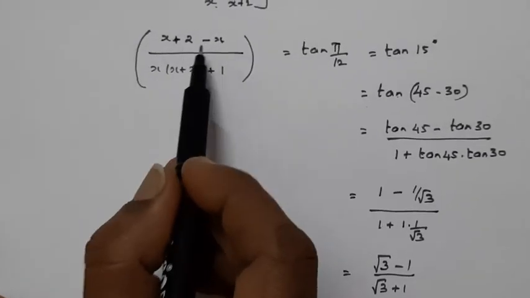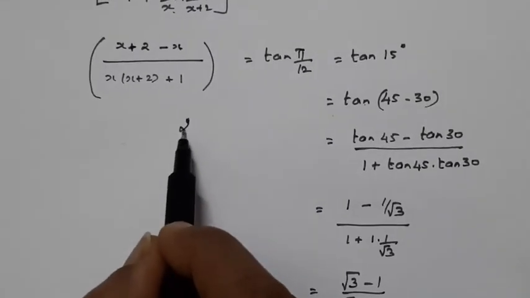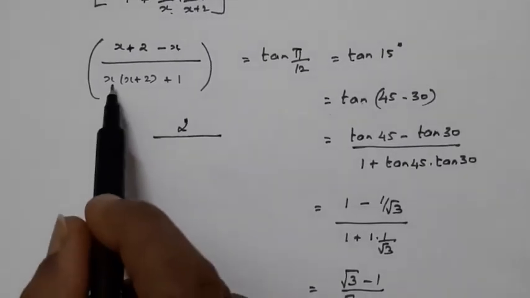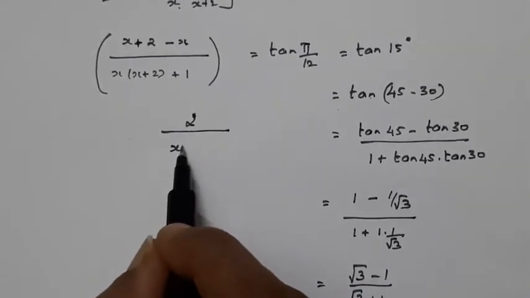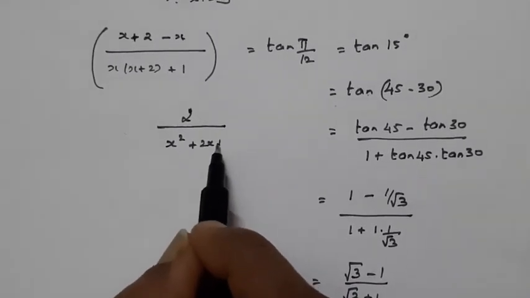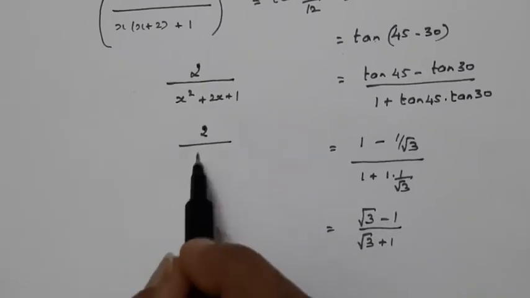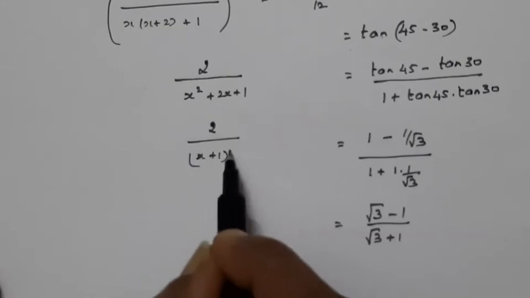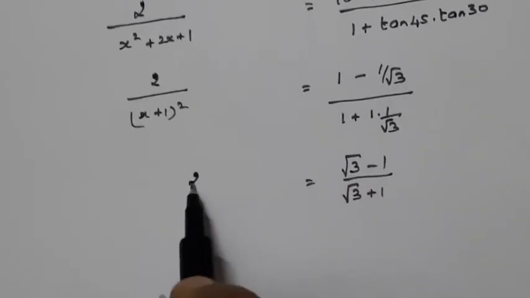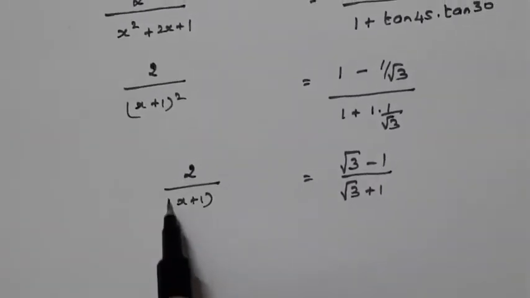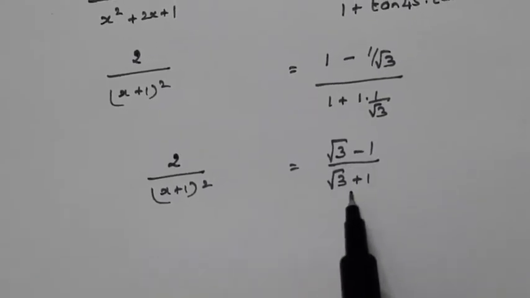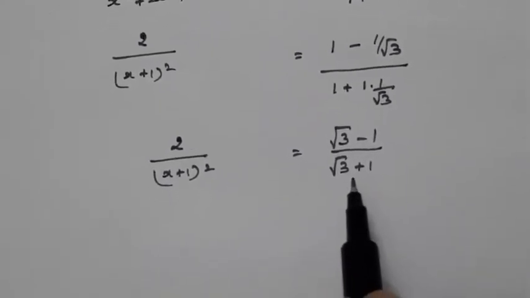Okay. So what happened to this left hand side here? So x and x will get cancelled. So it would be 2 divided by, and then x squared plus 3. Okay. So this will be x squared plus 2x plus 1, right? That is nothing but 2 divided by, this is equal to x plus 1 the whole square. So what happened? 2 divided by x plus 1 the whole square is equal to root 3 minus 1 by root 3 plus 1. Okay.